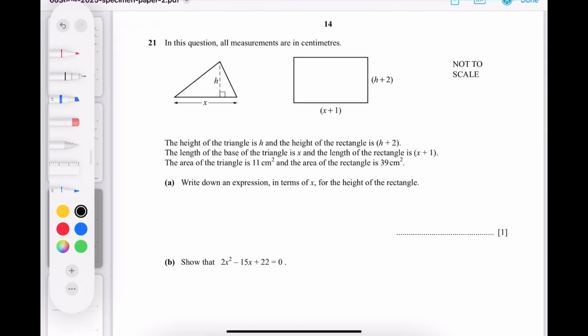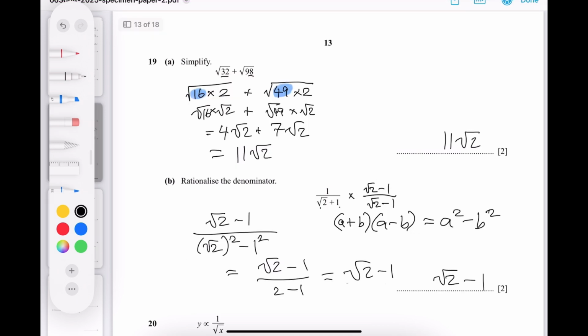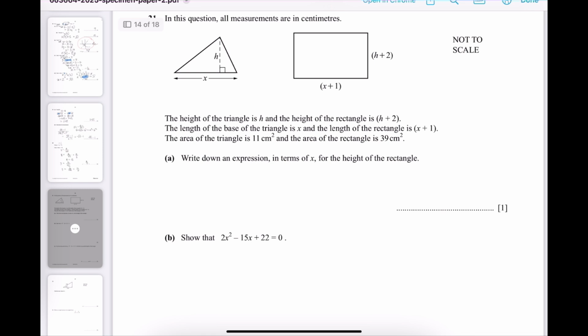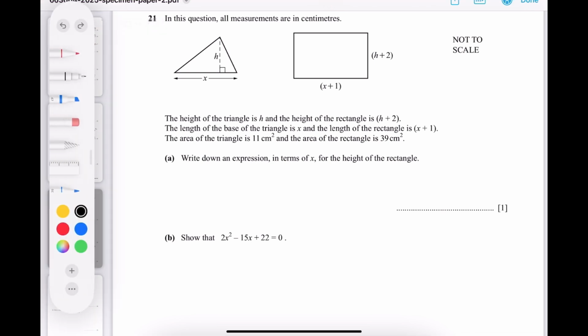Okay, our next question. We're given a triangle and a rectangle. The area of the triangle is 11, and the area of the rectangle is 39. Write down an expression in terms of x for the height of the rectangle. If you want to write an expression in terms of x for the height of the rectangle, we know that the area of a rectangle is equal to length times width.